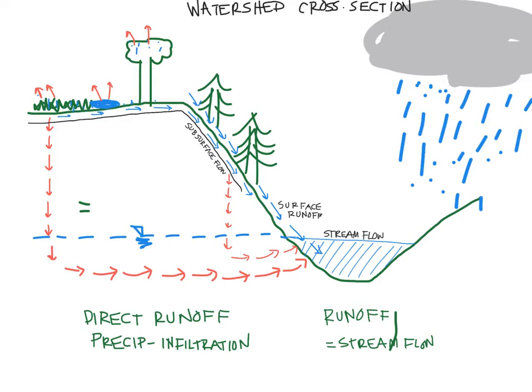Okay, and that is also equal to surface runoff plus the subsurface runoff. Okay, so stream flow or runoff is equal to the subsurface runoff plus what runs on the surface.